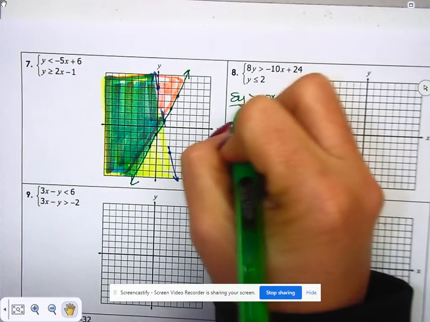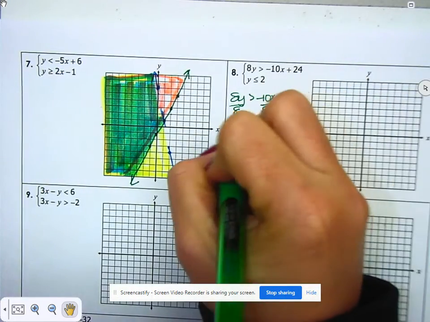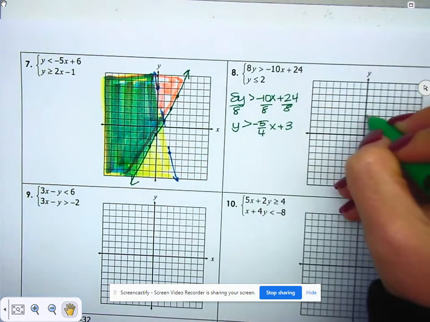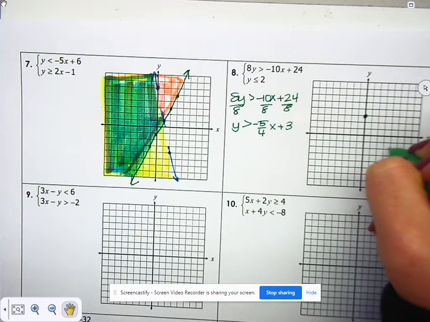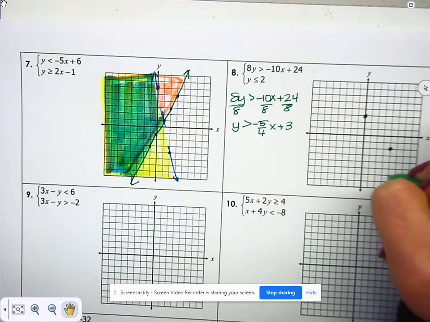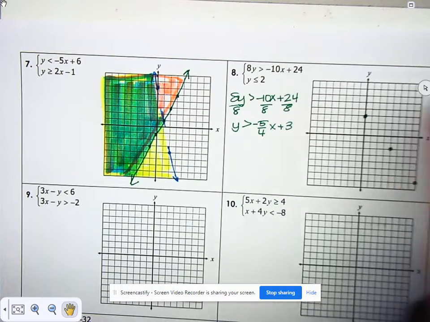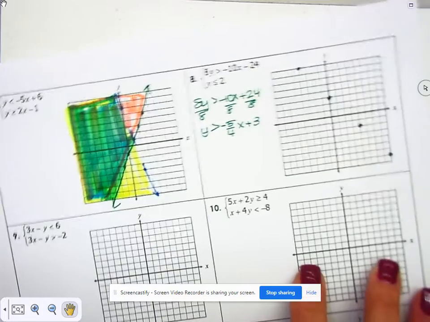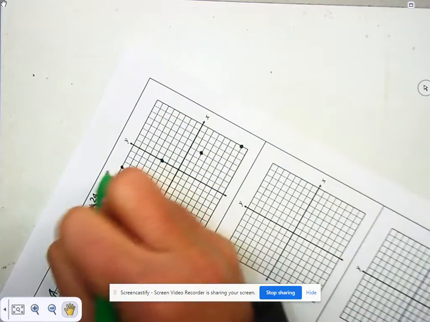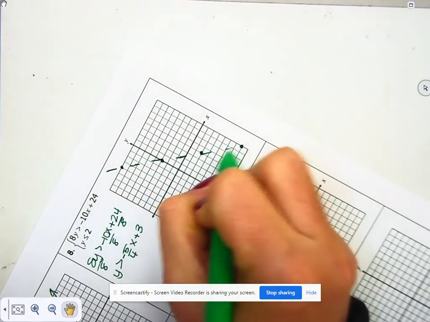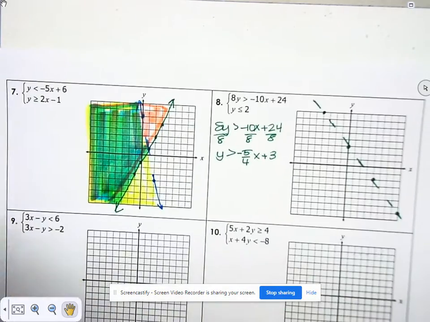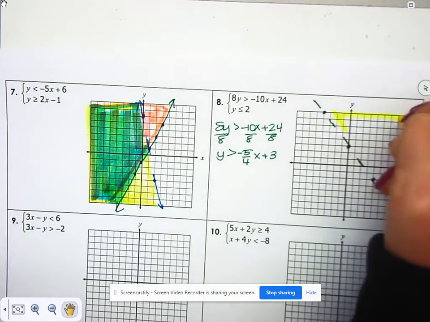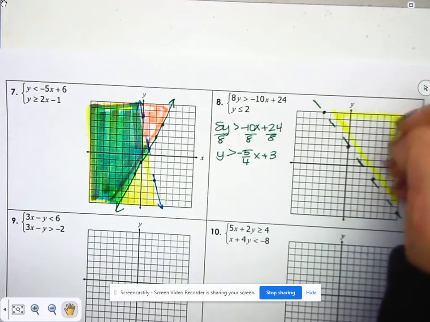All right, for the top one on number 8, the only thing to do is divide by 8. Do make sure you reduce there, so that's -5 over 4x plus 3. So I'm going to start at 3, down 5, right 4. Turn my paper real quick, y'all. That is a dotted line. And shading wise, it is greater than because we do not divide by a negative. So we're going to shade up top.